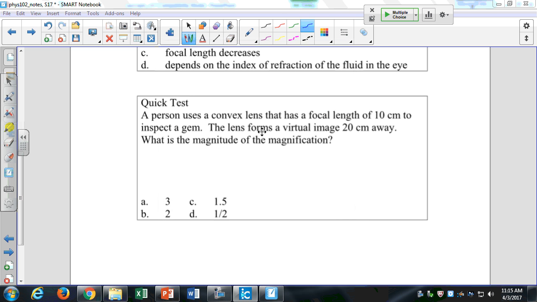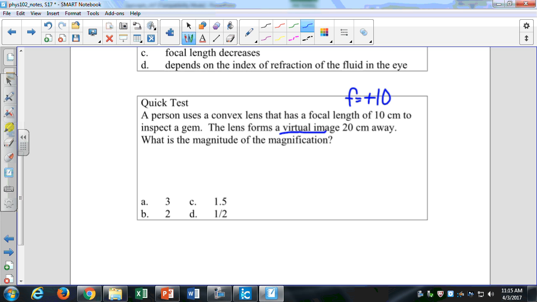Okay. So a person uses a convex lens. First thing you want to realize is that the focal length of a convex lens is positive. It forms a virtual image 20 centimeters away. That tells me my image distance is negative 20 centimeters. And I want to know the magnification. It asks for the magnitude, but I already know the magnification is positive because that's what virtual images are. They're always upright.